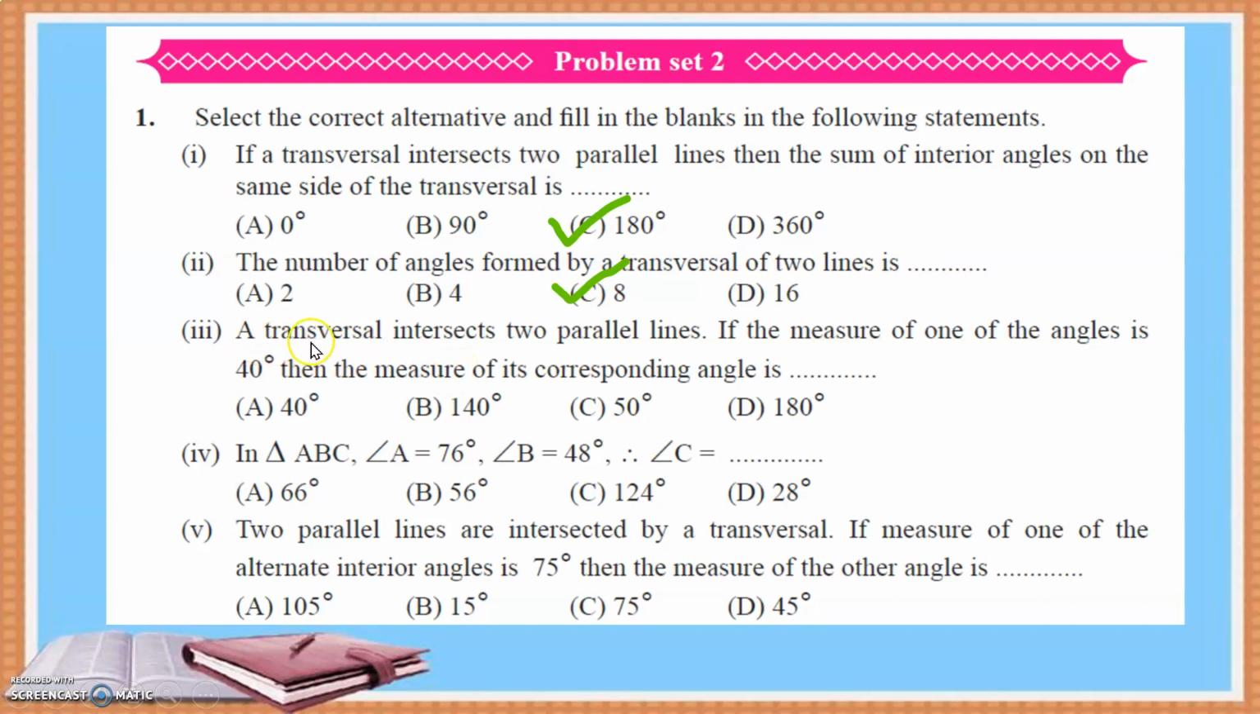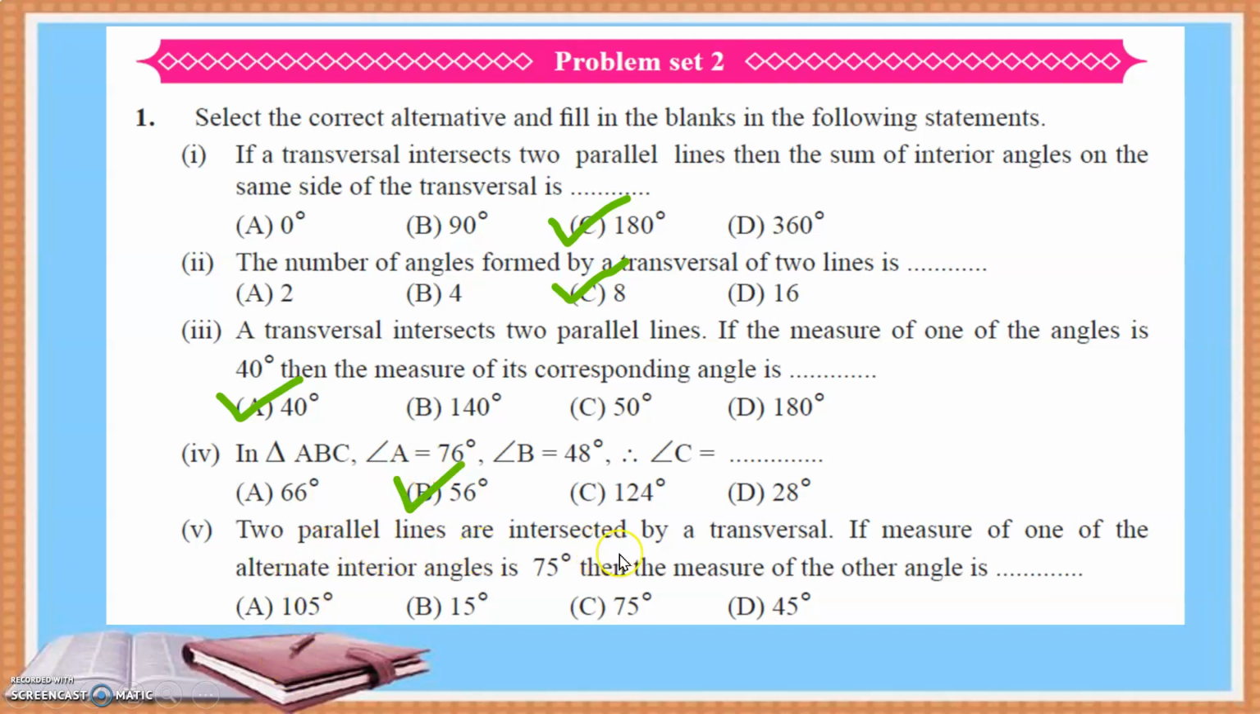The next question, a transversal intersects two parallel lines. If the measure of one of the angles is 40 degrees, then the measure of its corresponding angle is, the corresponding angle will also measure 40 degrees. Now in triangle ABC, angle A is 76 degrees, B is 48 degrees and angle C will be, you have to add them and subtract from 180 degrees. When you do that, you will get the answer as 56 degrees.